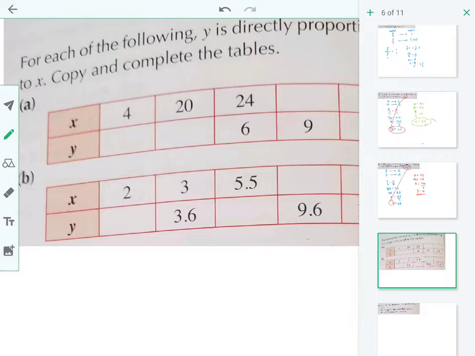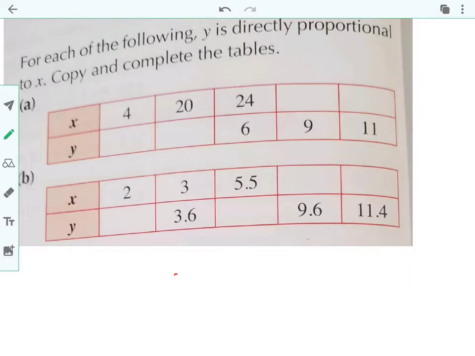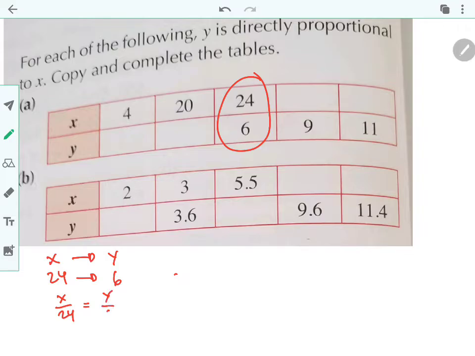Okay, for this one, it's a little bit different compared to the other, but actually it has the same idea. To solve these questions, what we need to do is look at the table that has complete values of x and y. In these questions, I think it will be here, 24 and 6. So we are using the same thing as before: x is directly proportional to y, and when x equals 24, y equals 6. So x over 24 equals y over 6. Then 6x equals 24y.